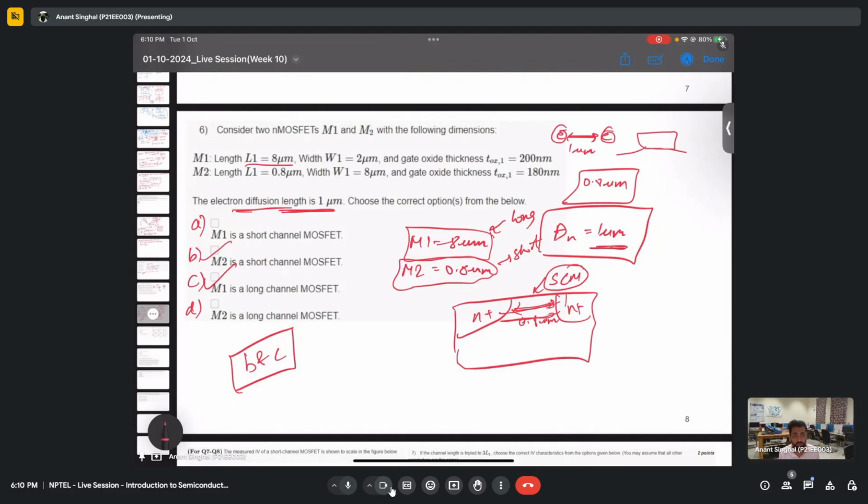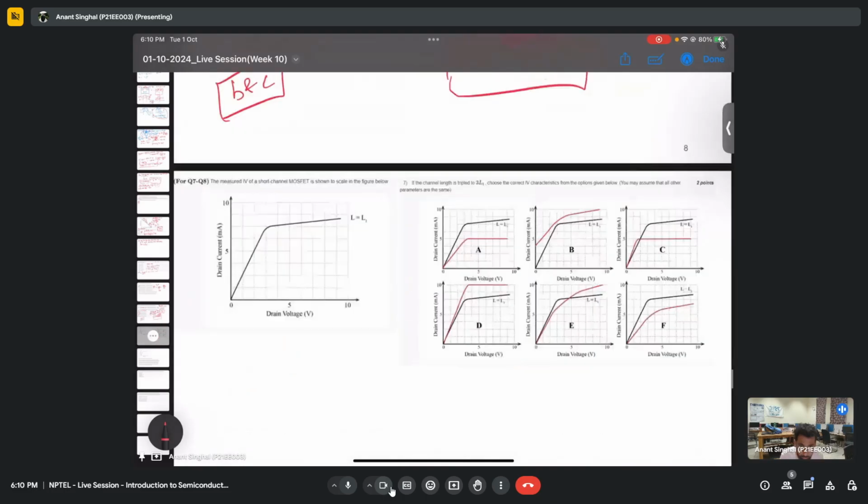Okay, is the problem visible? We have a measured IV of a short channel MOSFET that is given here for L equal to L1. Now it says if the channel length is tripled to 3L1, choose the correct IV. It is already present here, so maybe I can zoom in. We have a certain MOSFET which had a length L1 and now it has been tripled to 3L1. So what will be the new IV they are asking? You can take 1 or 2 minutes and let me know your guesses.